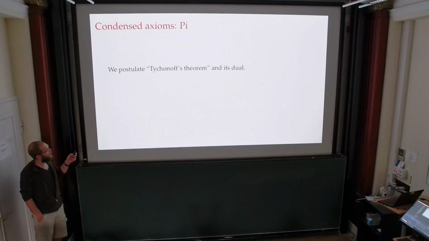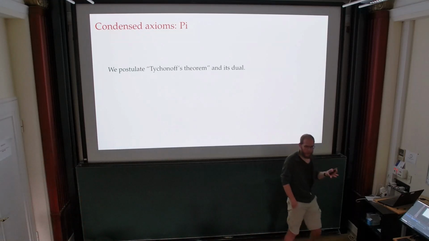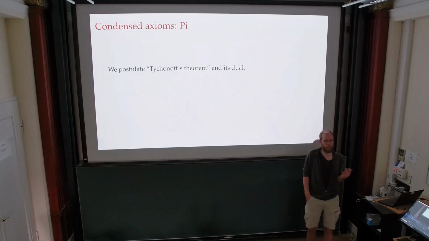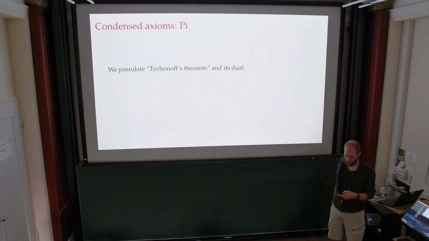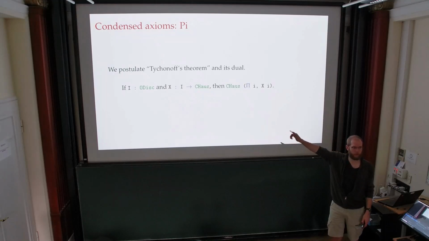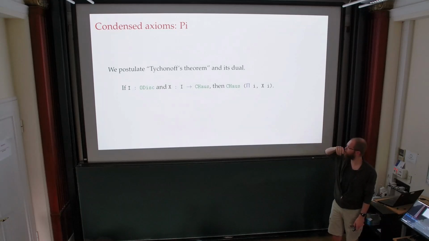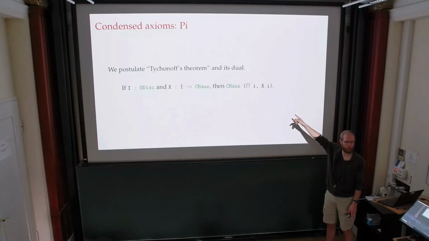Okay, so now we saw that the subuniverses CHaus and ODisc are both closed under formation of sigma types, but we haven't talked about pi types yet. Now we'll talk about pi types, and that basically boils down to postulating Tychonoff's theorem. If you have an indexing type that is just a classical discrete set, and a family of compact Hausdorff spaces, CHaus types, indexed by I, then their product is going to be CHaus. Classically, this is just Tychonoff's theorem in topology: a product of compact spaces is compact.